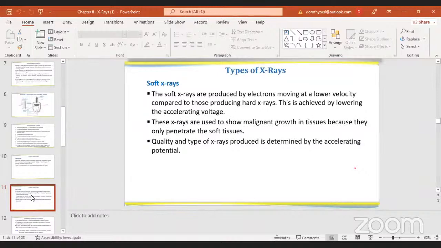Okay, so soft X-rays are produced by electrons moving at lower velocity compared to those of hard X-rays. This is achieved by lowering the accelerating voltage. I've already explained that. The moment the accelerating voltage between the cathode and the anode is low, then you'll end up with soft X-rays. The soft X-rays can be used to treat or to show malignant growth. But that is just a moment.